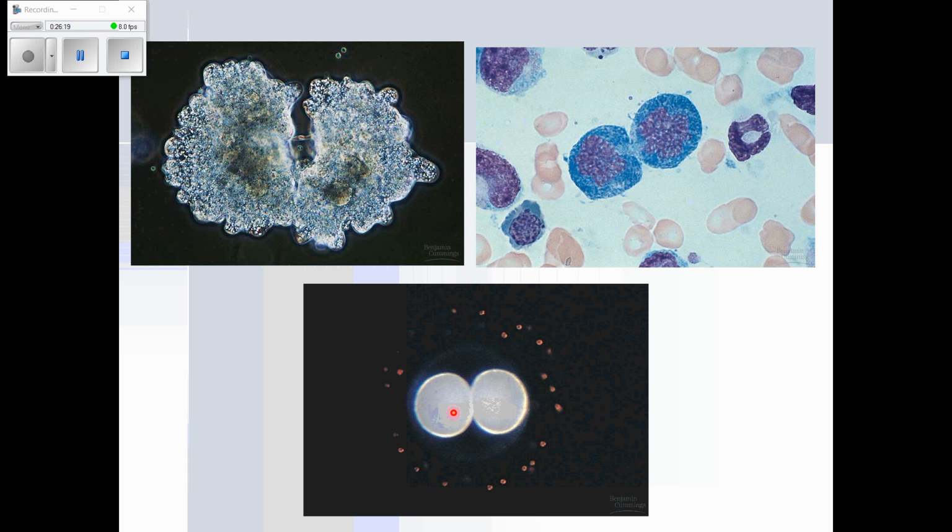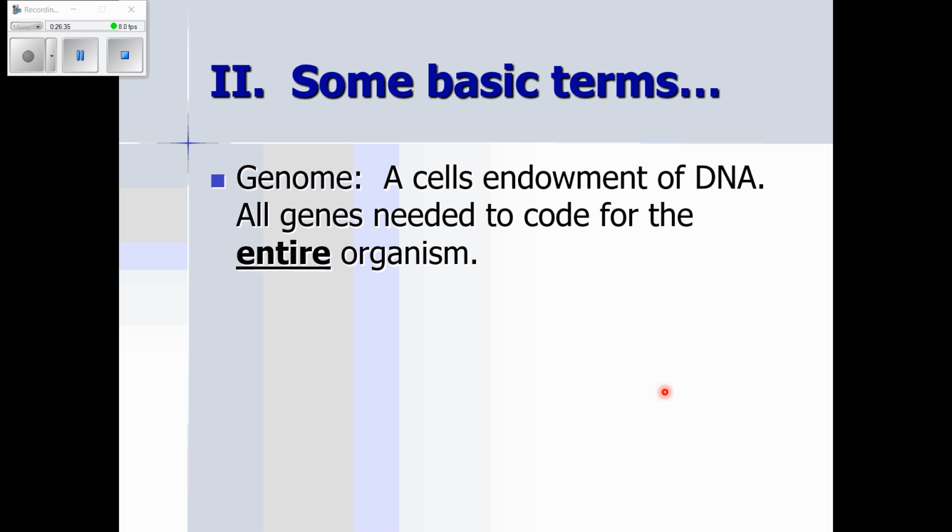But this is how your life began, and to a large extent, this is what you've been doing for the last 15, 16 years, lots and lots of cell division as you have grown and developed into the adult that you are today. So let's go through some basic terminology that's going to come up a lot in this unit. First of all, genome. A cell's genome is the complete endowment of DNA within the cell, and the genome contains all of the genes needed to code for the entire organism. Now that's an important point.